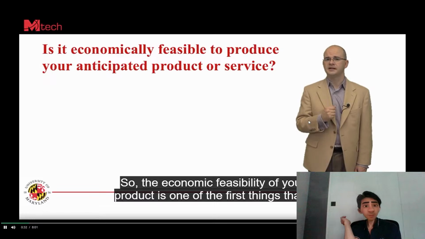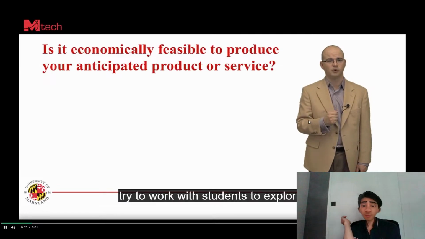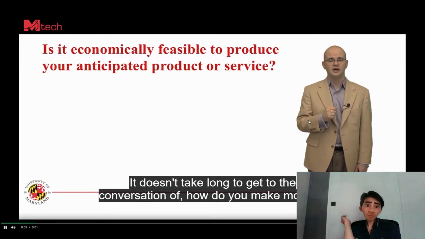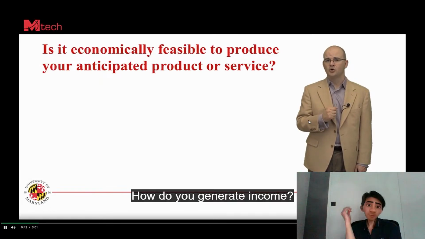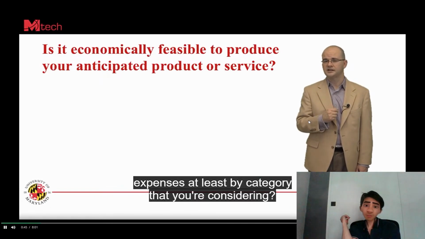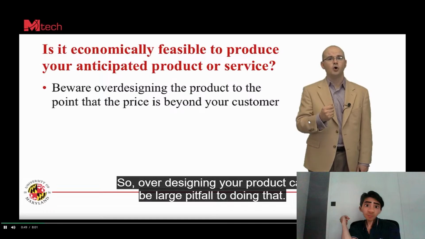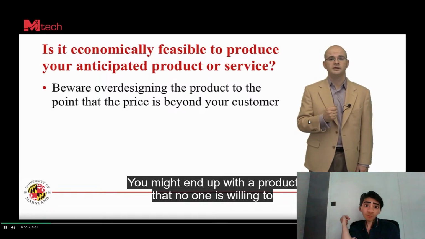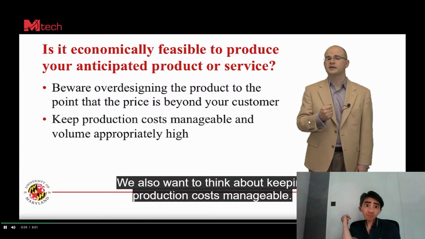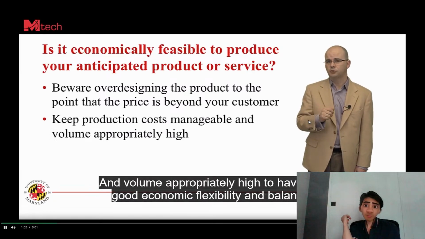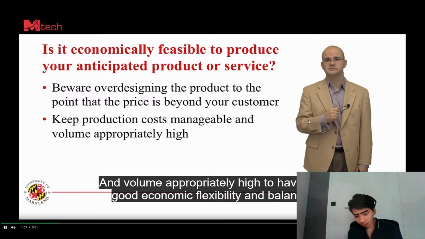So the economic feasibility of your product is one of the first things that I try to work with students to explore. It doesn't take long to get to the conversation of how do you make money? How do you generate income? What is the ballpark of revenues and expenses, at least by category, that you're considering? So over-designing your product can be a large pitfall. You might end up with a product that no one is willing to buy because of the price. We also want to think about keeping production costs manageable and volume appropriately high to have that good economic flexibility and balance.